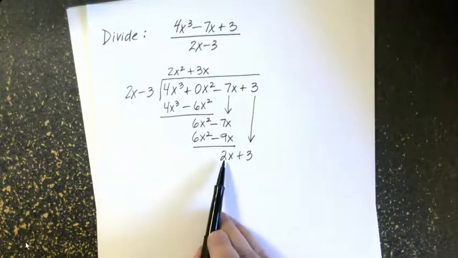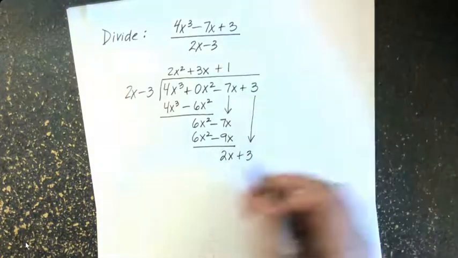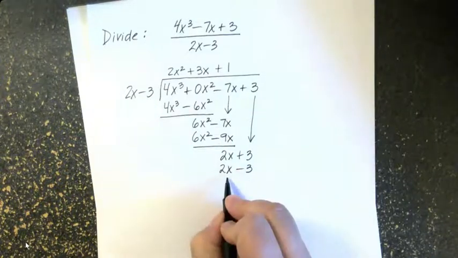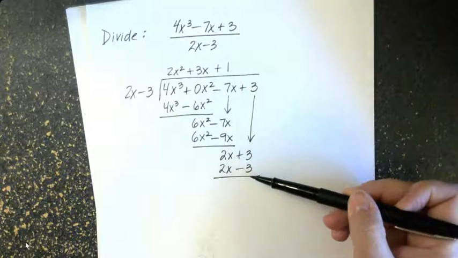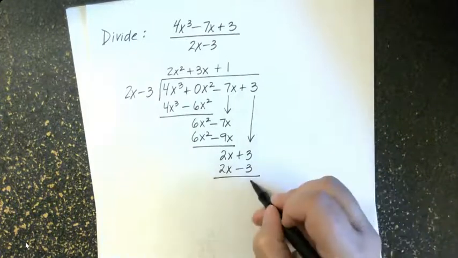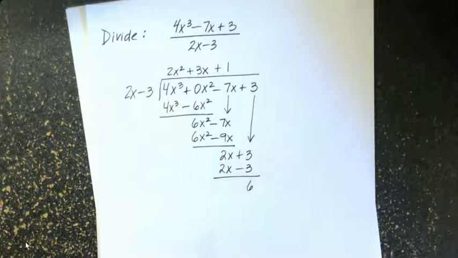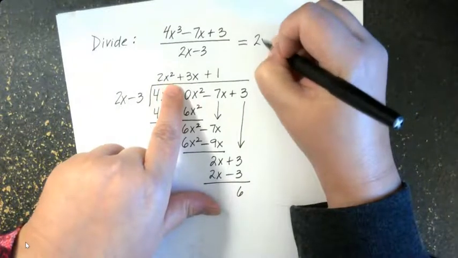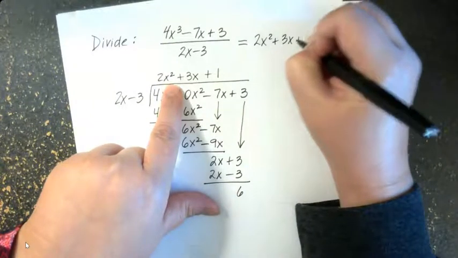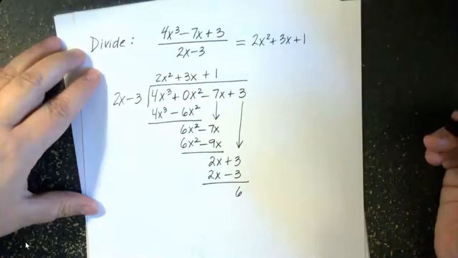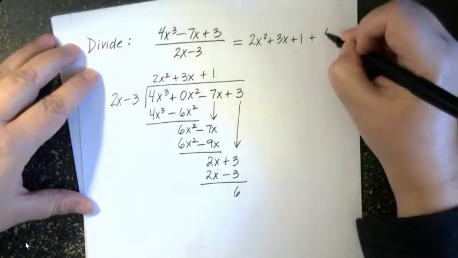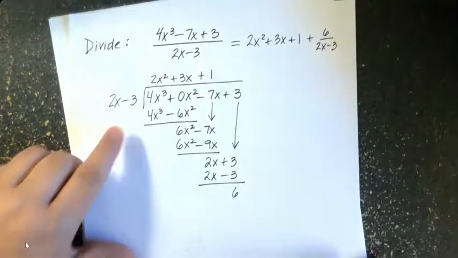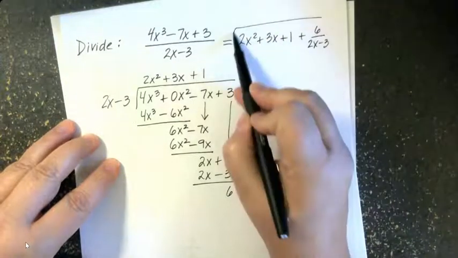2x times what makes 2x? Well, that's just 1. 1 times 2x is 2x. 1 times negative 3 is negative 3. And again, I subtract. 3 minus a negative 3 is 3 plus 3, which is 6. So there's my remainder. So my answer is going to be the quotient 2x squared plus 3x plus 1, with a remainder of 6, which means plus 6 over the divisor. And that's my answer, the most common way of writing it.